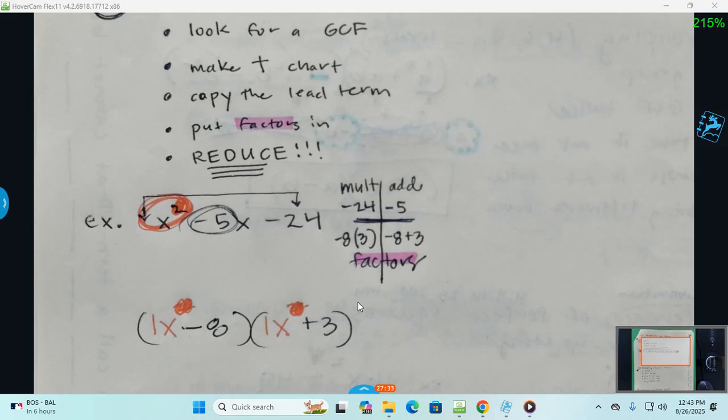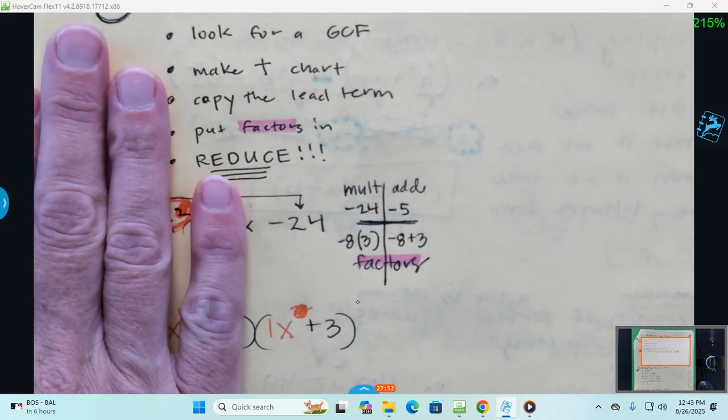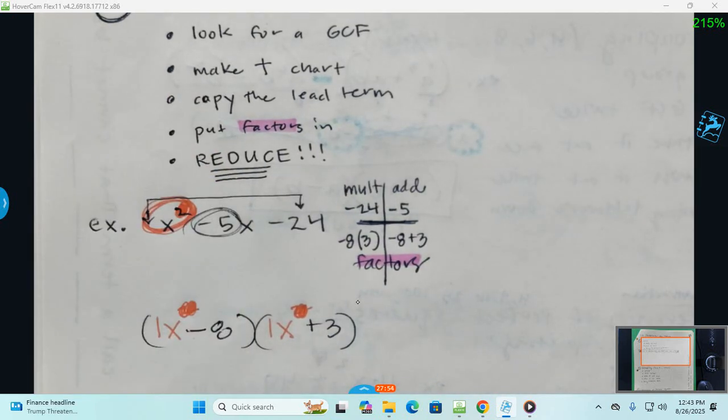And then the last step, this is different than a GCF. Reduction is different than a GCF. You just look at both sets of parentheses independently and see if you can reduce. All right, is there anything I can take out of 1x and 8? No. Nothing goes into 1x and 8. What about 1x and 3? No. So that's it. Final answer. You're done.